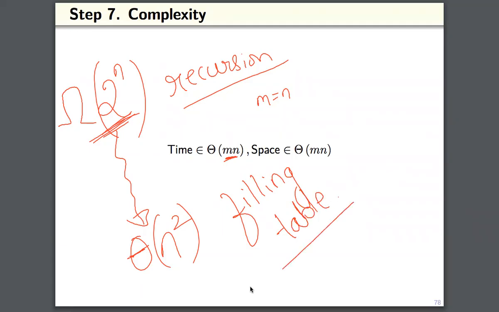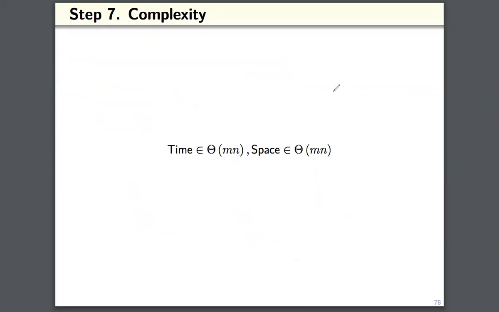Filling the table, whatever strings you give, the complexity will be m. There is no best case or worst case separately. Everything has the same complexity. This is beautiful, right? So now we reduced a problem from exponential time to polynomial time. And in general, DP does this a lot.